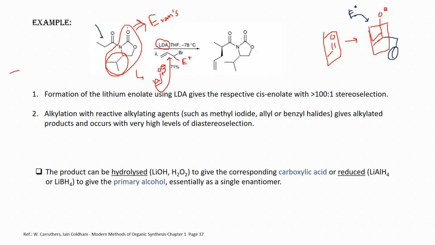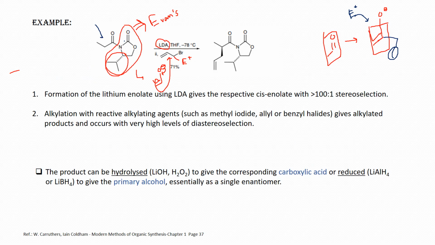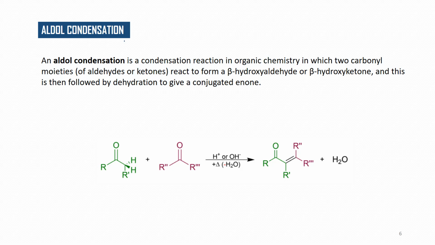Now if you want to deprotect this auxiliary, that can be done by using different types of reagents like lithium hydroxide and H2O2. By using this we can deprotect the auxiliary from our system. I hope it's clear now. After that we will solve some questions from different books that will give a better idea of how these reactions go. Before that we will discuss another topic today, that is aldol condensation.